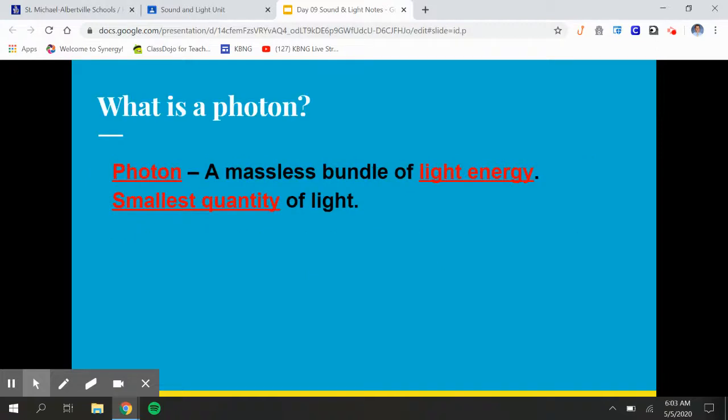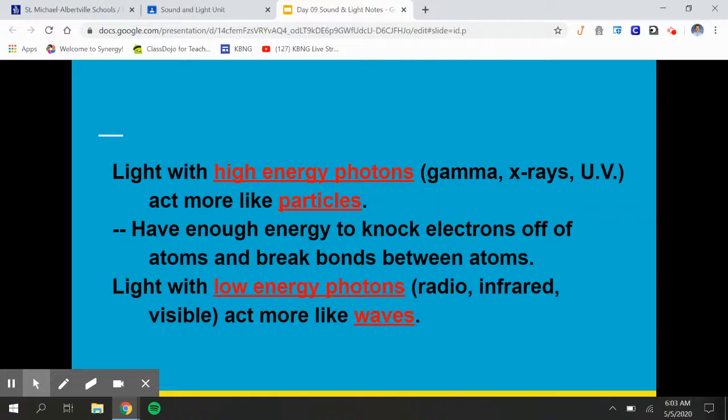So, what is a photon? We call it a massless bundle of light energy. So, it's just a little particle of energy, and it's the smallest quantity of light. So, one photon is the smallest piece of light that we can get.